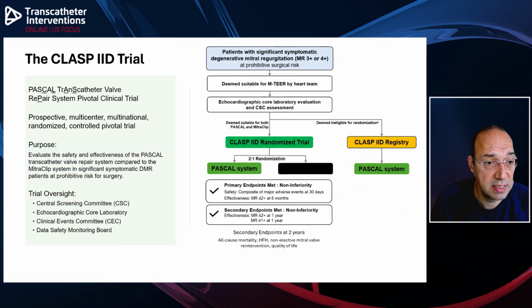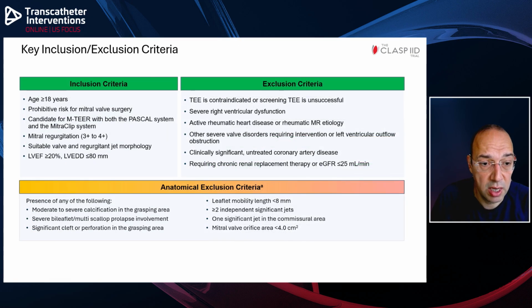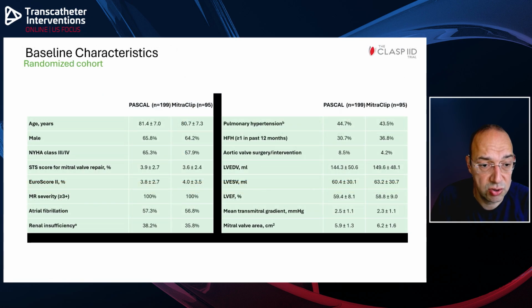So if we look at the CLASP IID trial, I'd like to highlight that trial because it was a randomized trial. It took patients who were suitable for both MitraClip and Pascal and randomized them in a 2-to-1 fashion, MitraClip to Pascal. But those who are not suitable, i.e. the yellow category, were treated with the Pascal system and followed in the registry. The trial was randomized. This is the inclusion and the exclusion criteria. And what Tarun has outlined as anatomically complex patients are those who were treated in the registry.